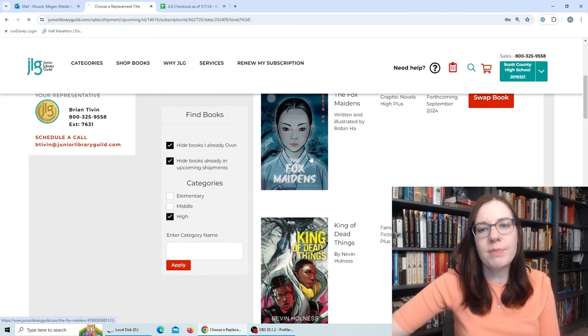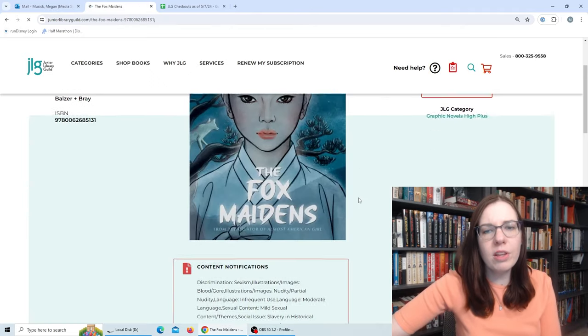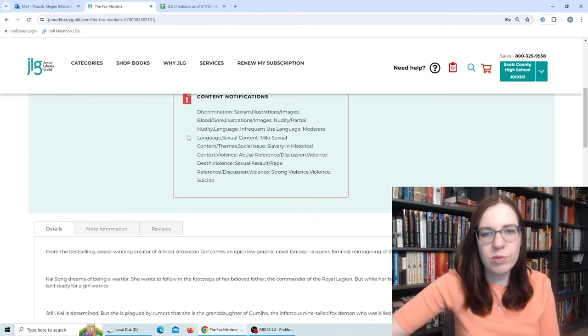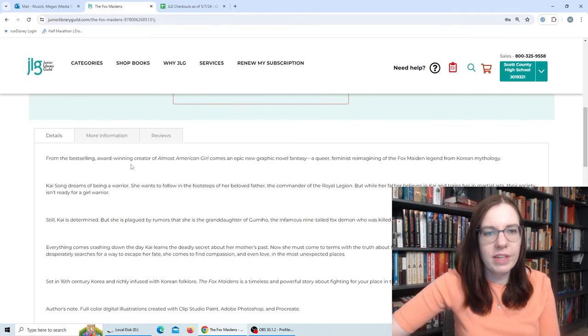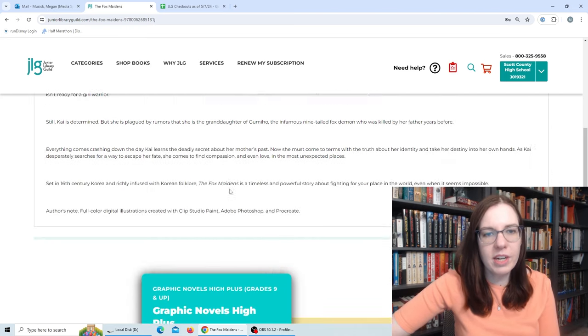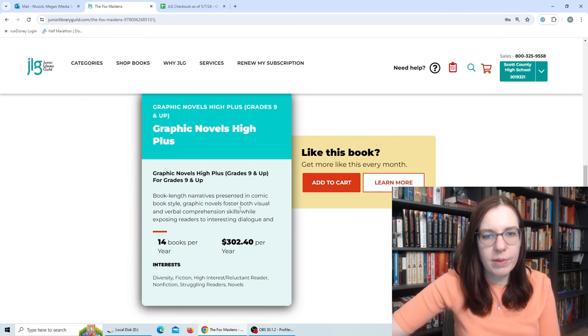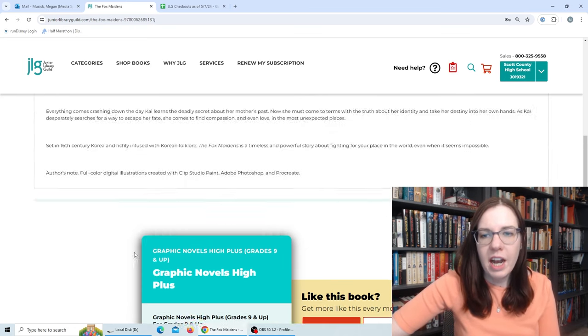You can click any of these books and it will tell you a little bit about it here. It'll give you basically trigger warnings, the information about the book, any reviews that are out there, and any other interesting things about it, like if it's a graphic novel. They do have a lot of diversity in their books, which is good.